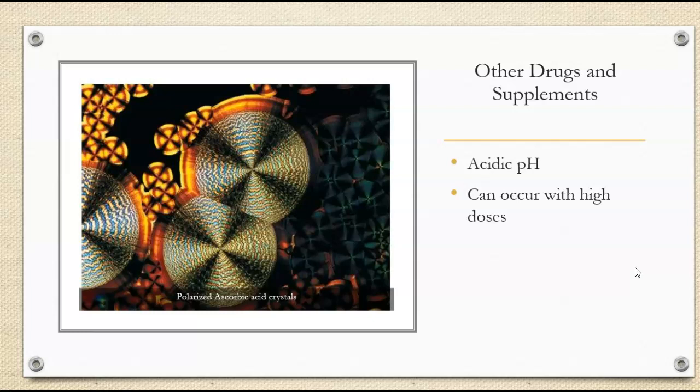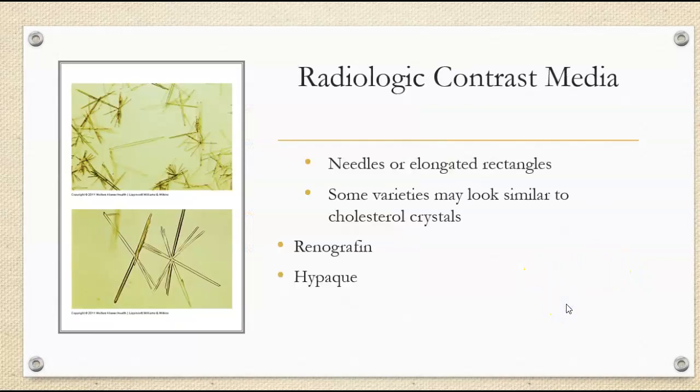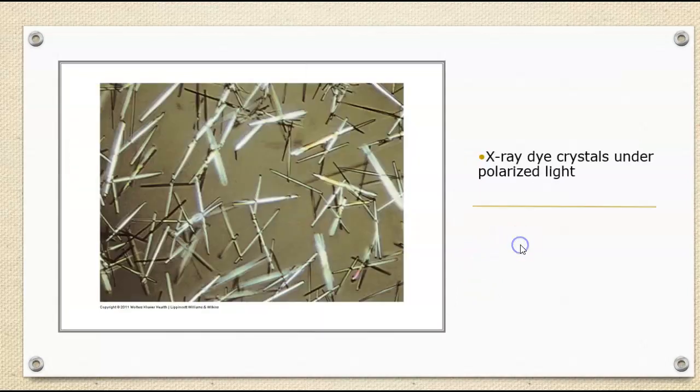Other things that we can see, so this one here, your ascorbic acid. This is a polarized ascorbic acid crystal. Very cool looking, right? We'll see them in acidic pH, and we'll see them in high doses. Contrast media, typically needles, rectangles, and some varieties, again, can look like cholesterol crystals, so you have to be careful. Renografin and Hypaque are the typical contrast media that we can see present. These do polarize the light, so they'll look like this.